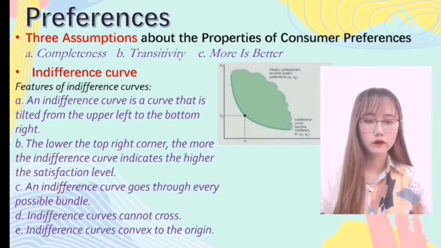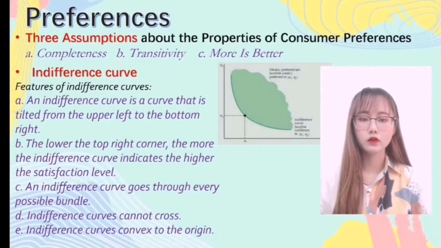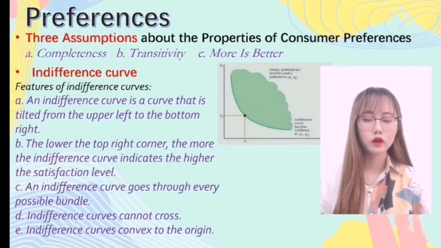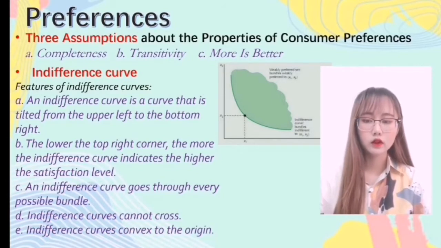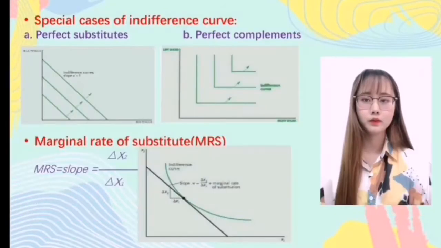An indifference curve is a curve that is tilted from the upper left to the bottom right. The further toward the top right corner, the higher the utility level the indifference curve indicates. An indifference curve goes through every possible bundle. Indifference curves cannot cross. Indifference curves are convex to the origin.